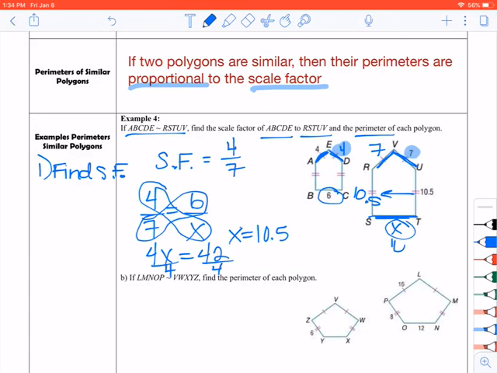So now I have all of the sides of this polygon. When I add all these sides up, 7, 7, 10.5, 10.5, and the other 10.5, I got 45.5.